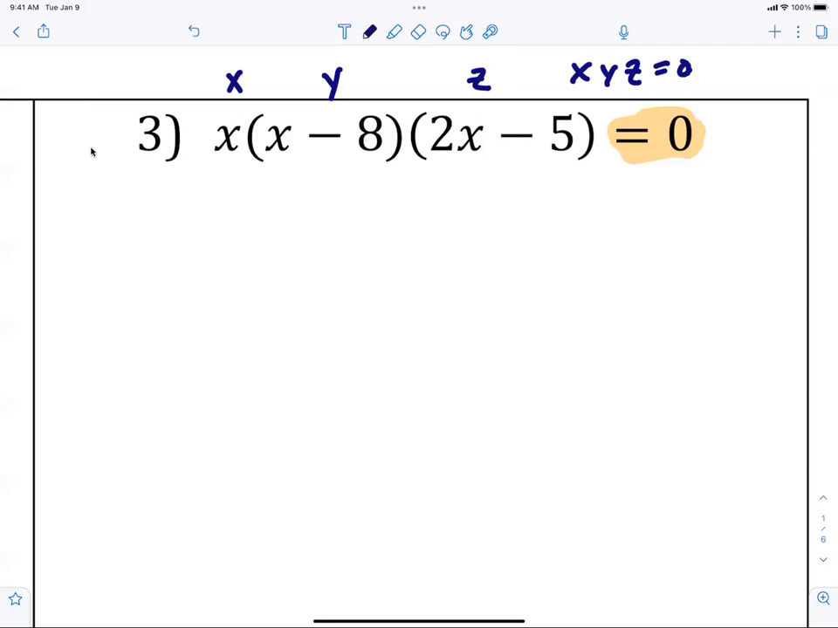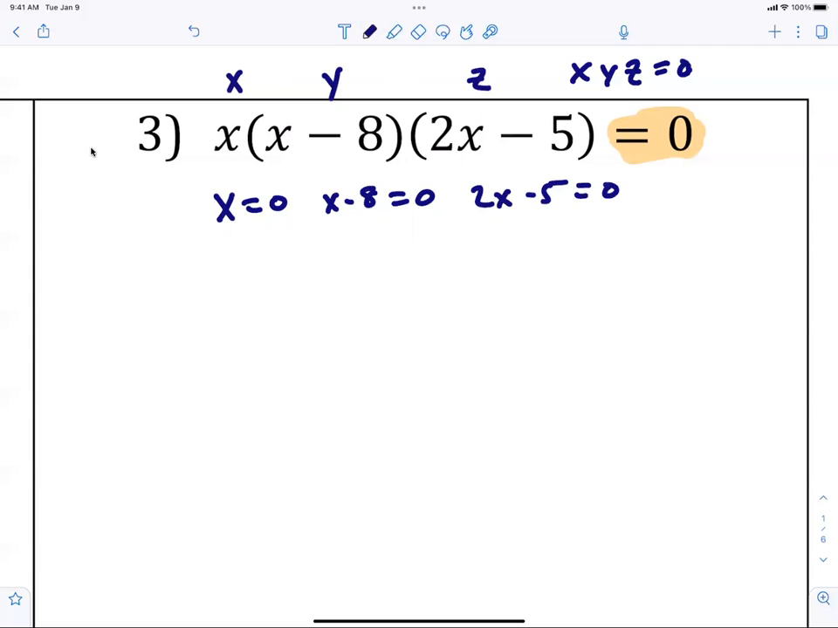So all you do is you set the factors equal to 0. How many factors are there? 3. So you say X equals 0, X minus 8 equals 0, 2X minus 5 equals 0.